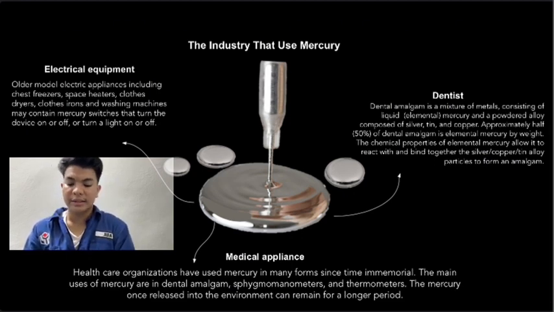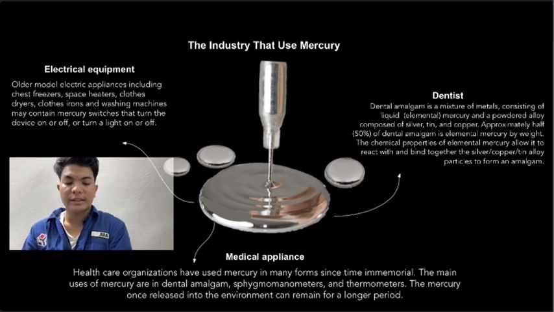Now we will go to the industries that use mercury. There are three industries: electrical equipment, dentistry, and medical appliances. Electrical equipment: older model electric appliances including chest freezers, space heaters, clothes dryers, irons and washing machines may contain mercury switches that turn the device on or off.